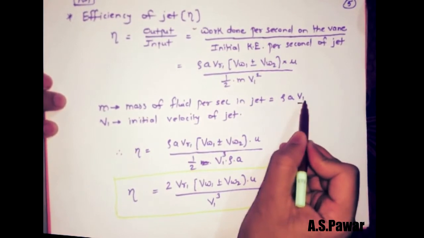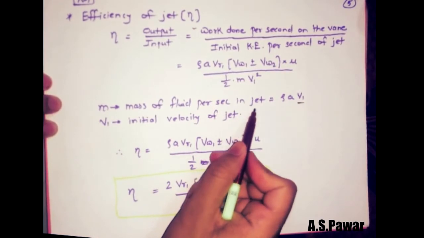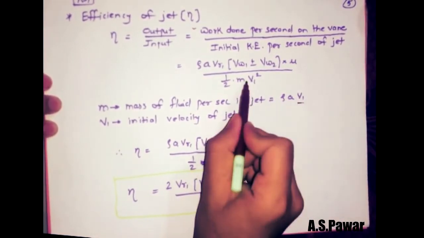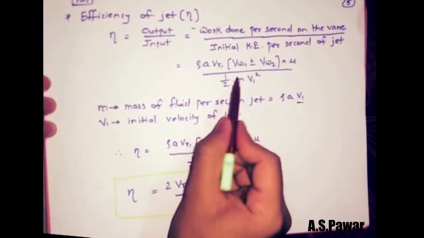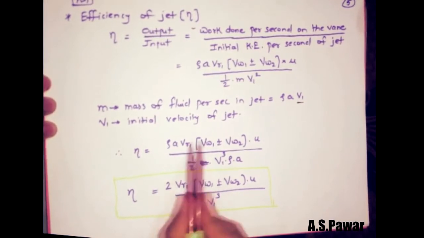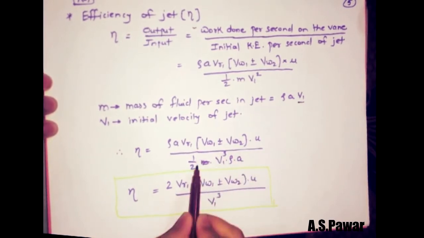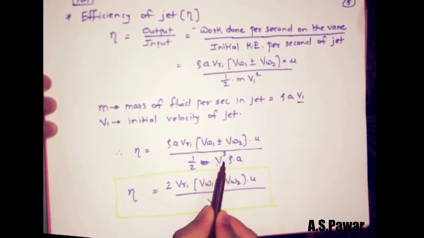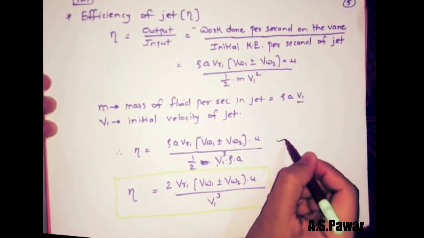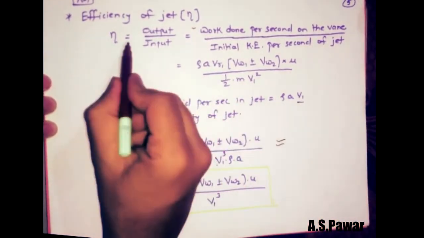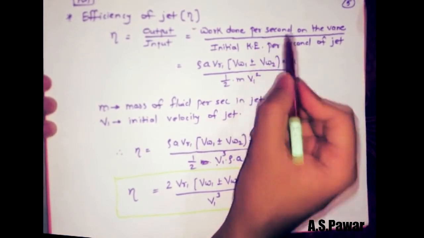Small m stands for the mass of fluid per second in the jet, which we already found, rho a into v1, where v1 is the velocity of the jet at the inlet. So rho a into v1 into velocity squared, where v1 is the initial velocity of the jet. If we put these values in, we get rho a vr1 (vw1 plus or minus vw2) into small u divided by half into rho a v1 cubed. If you like, you can simplify this equation in this format also, but usually we just remember that efficiency is equal to output divided by input, and we can find both these parameters. Thank you.